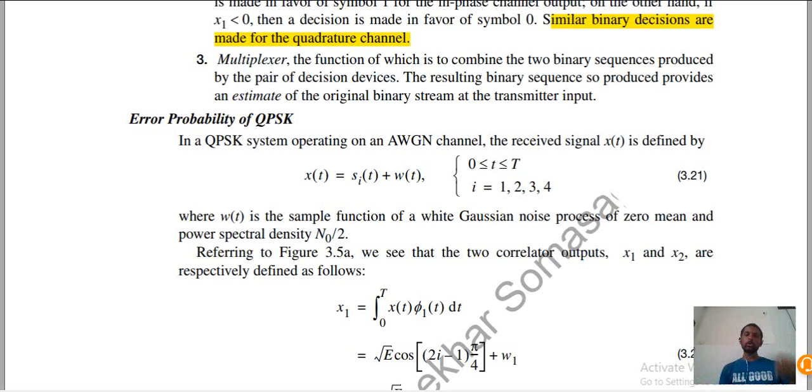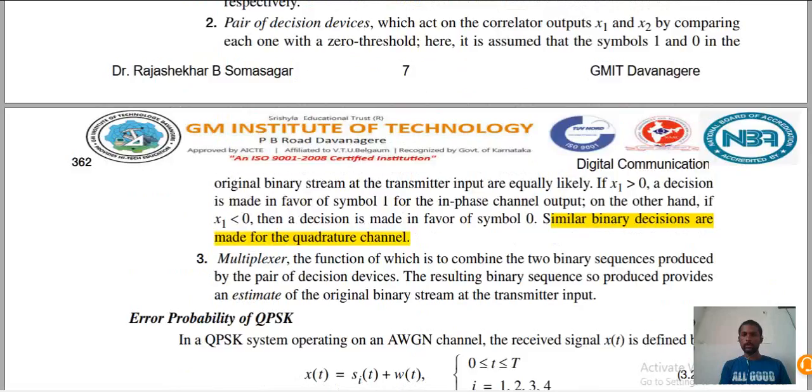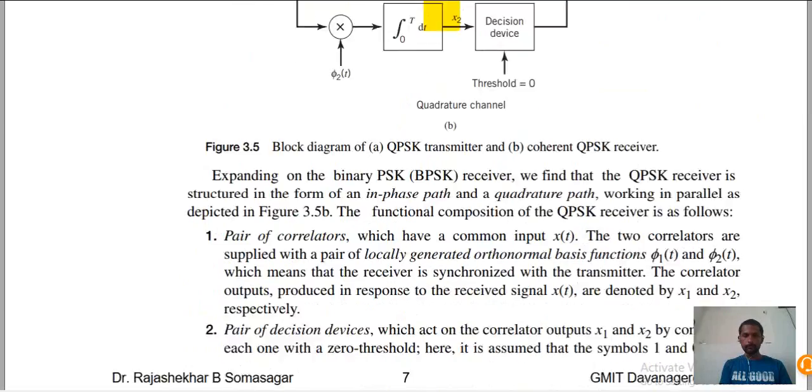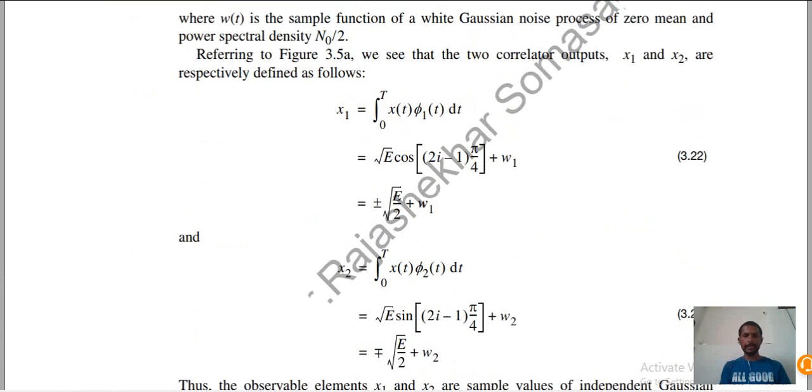Referring to the figure of the transmitter, we now define the two correlator outputs. What is x1 and what is x2 here? x1 is the integration of whatever you have applied, that is x of t, multiplied by phi 1 of t, dt, which is equal to root of E.